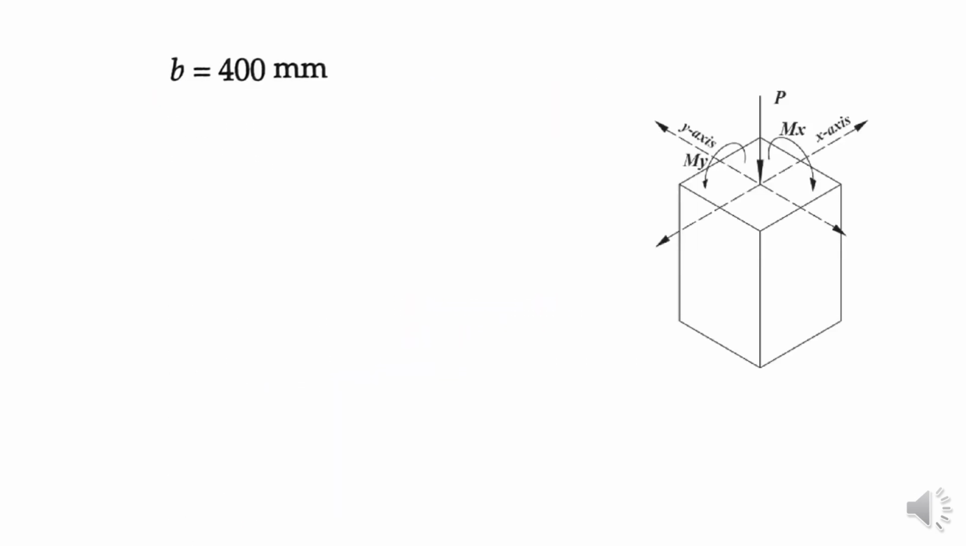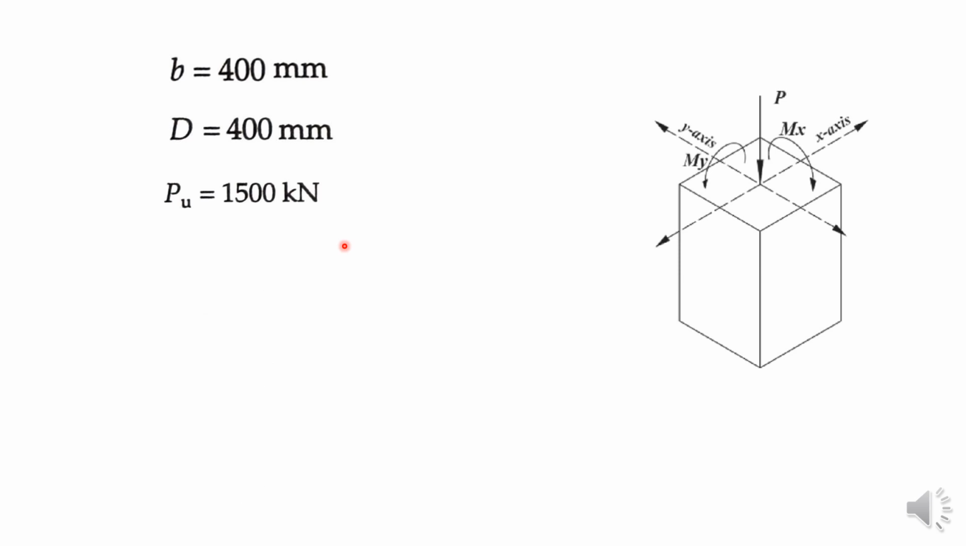So, data for calculation of biaxial loading. B is equal to 400. The width of the column is equal to 400 mm and the depth of the column is equal to 400 mm. So this is a square column, with both width and depth the same.